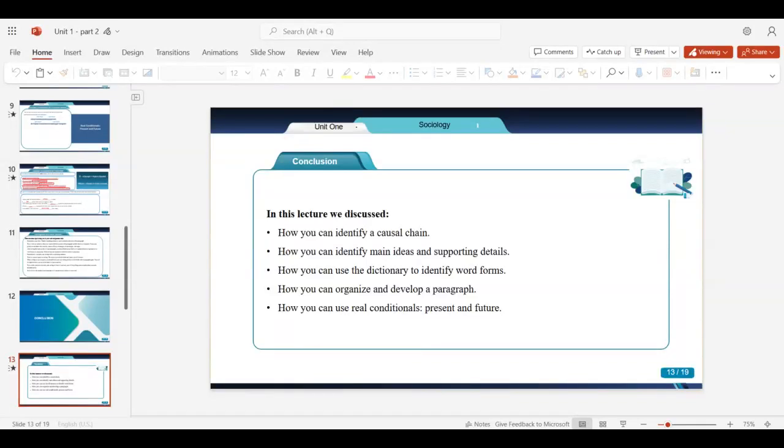In the grammar part we discussed real conditionals, both real present and future. Hopefully all the things are clear in your mind. Still, if you have any question you can ask me. In the online session, as I told you many times, just write the question and send it to me, or open your mic and share with me. So the first unit is finished, Alhamdulillah. Now we move to our next.